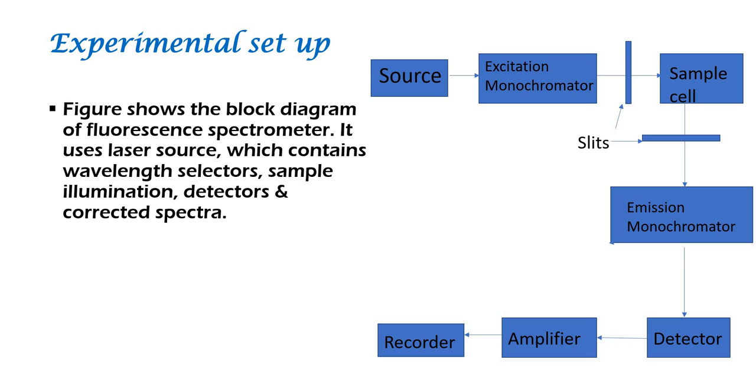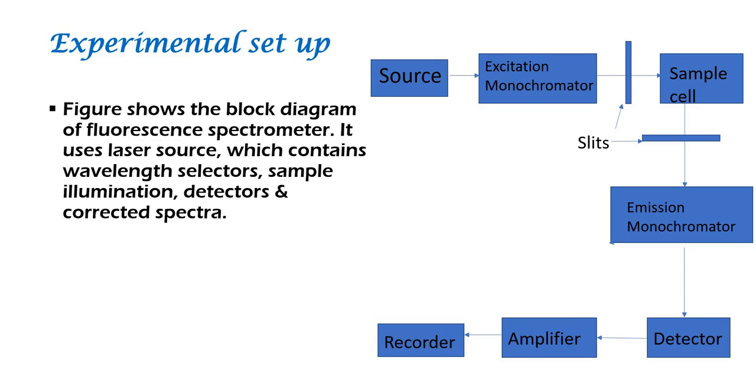Next are the shutters. An excitation shutter is located just after the excitation monochromator's exit slit. The shutter protects the sample from photodegradation from prolonged exposure to the light source. An emission shutter is placed just before the emission monochromator's entrance and protects the detector from bright light.